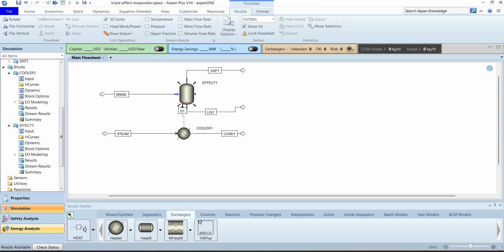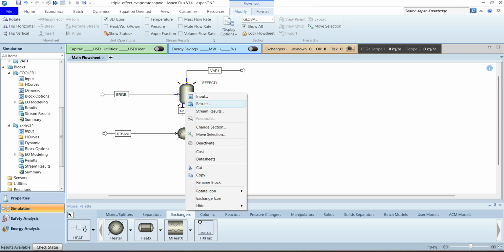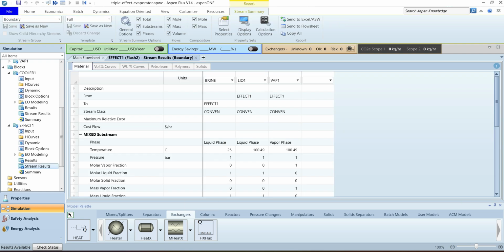So results are available for the first effect. Let's have a look at the results. The outlet temperature is 100.49. A slight increase can be observed. We can associate this slight increase to the elevation of the boiling point of water.